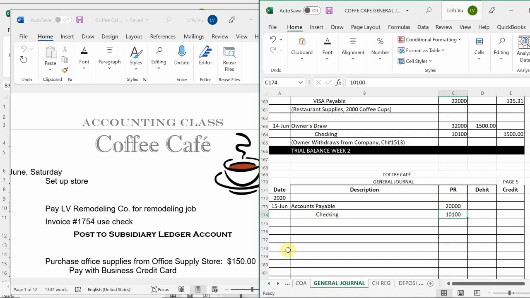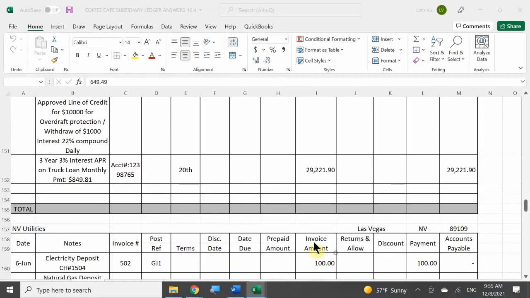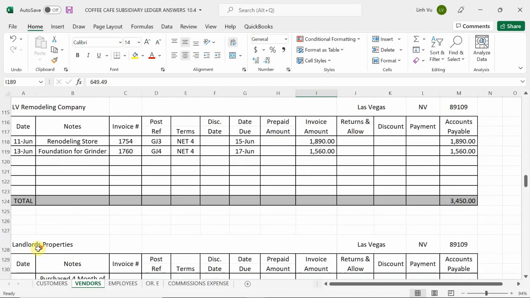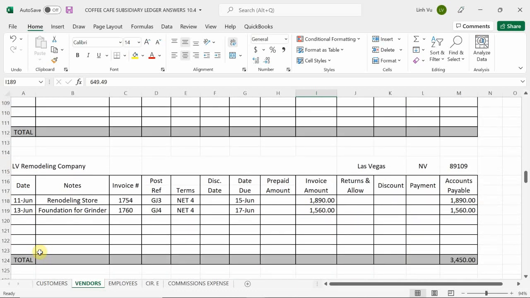We have to go to the ledger to find the Las Vegas remodeling company, so we can see the balance and the number of the invoice. So which ledger? There's two of them. The subsidiary. Okay. So we're going to go to the subsidiary ledger, and we're going to LV Remodeling. Yes, the amount is 1,890 because of invoice 1754.